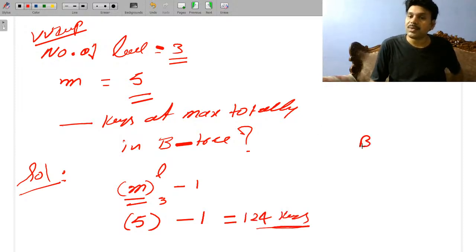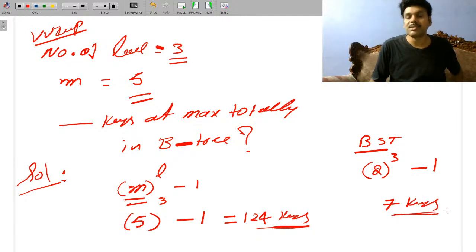If I take a binary search tree, it's nothing but 2 power 3 minus 1, that is equal to 7 keys. This is the difference between your B tree and binary search tree. Okay, friends?